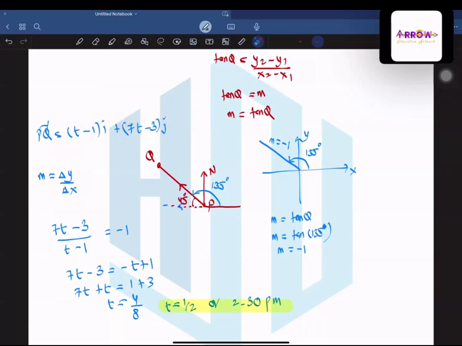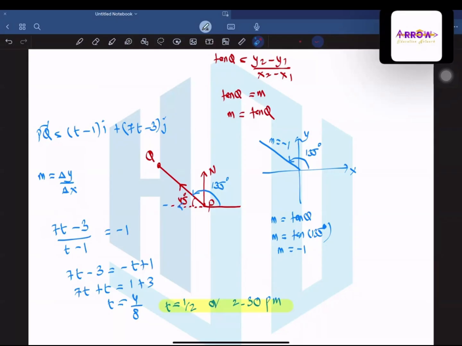Makes sense. When you are considering the vector PQ, this is essentially telling you that in order to move from P to Q, what would be your change in x coordinates and what would be your change in y coordinates. The change in I component is t minus 1 and change in j component is 7t minus 3. All right, so 7t minus 3 divided by t minus 1 is equal to -1. Therefore, t is equal to half, meaning 2:30 p.m. This makes sense.